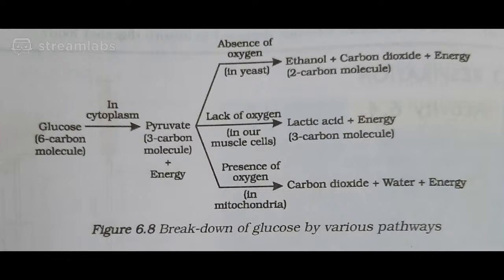The third one, in presence of oxygen, that is aerobic respiration, which takes place in mitochondria, converts into carbon dioxide and water with more amount of energy. Only aerobic respiration provides us more amount of energy. So, we require more amount of energy for better respiration.